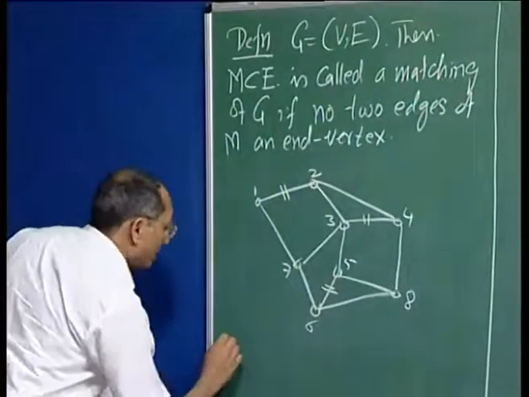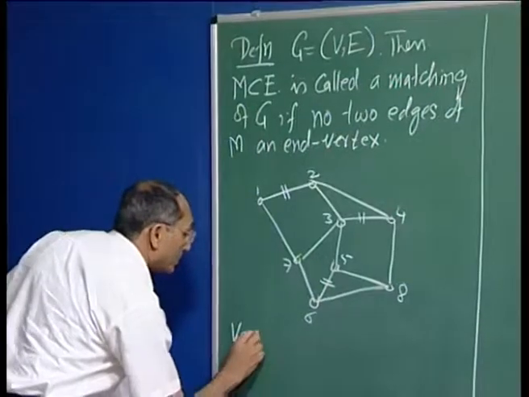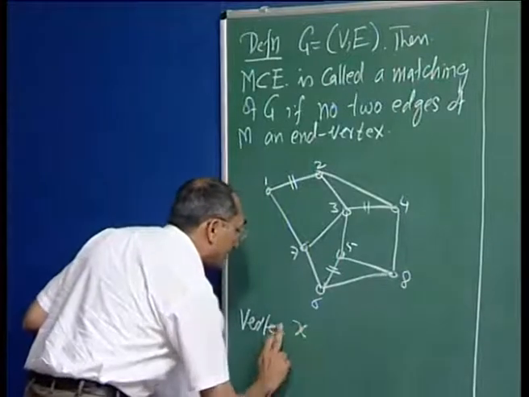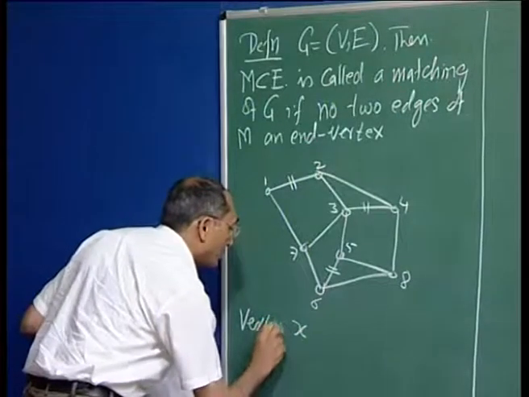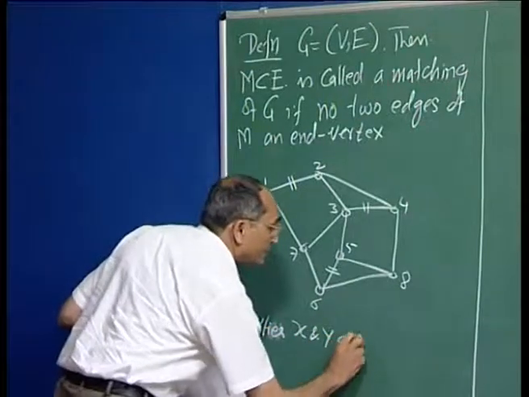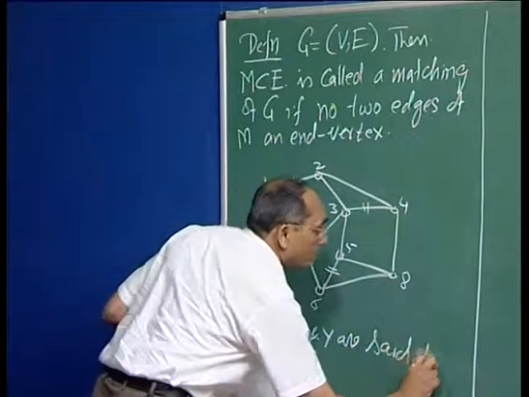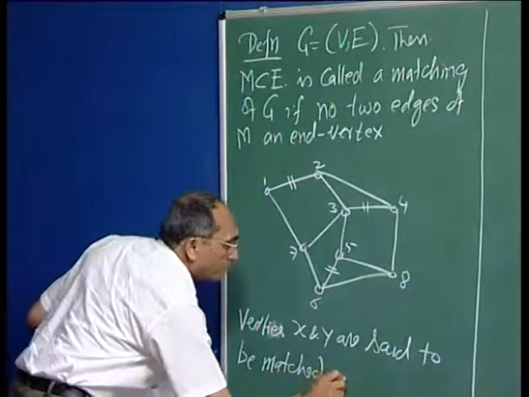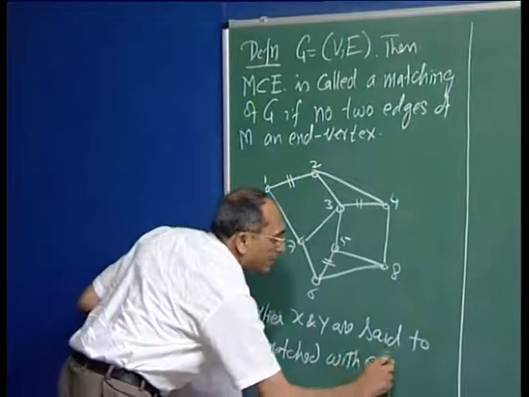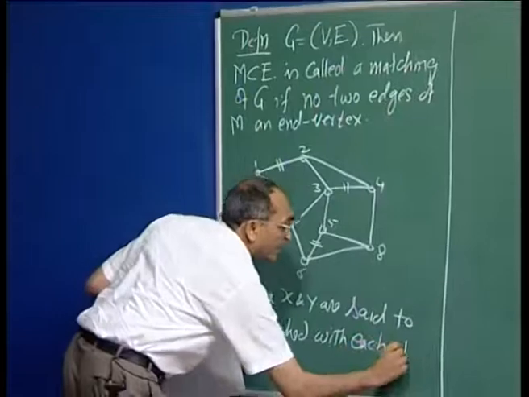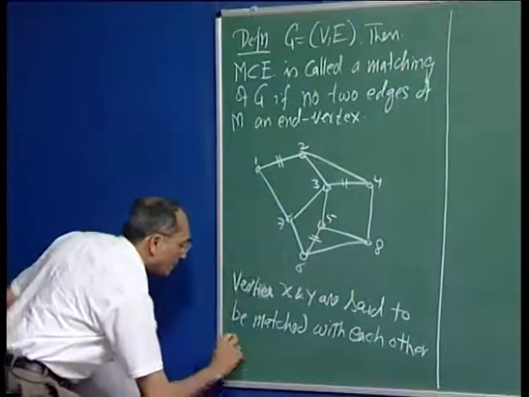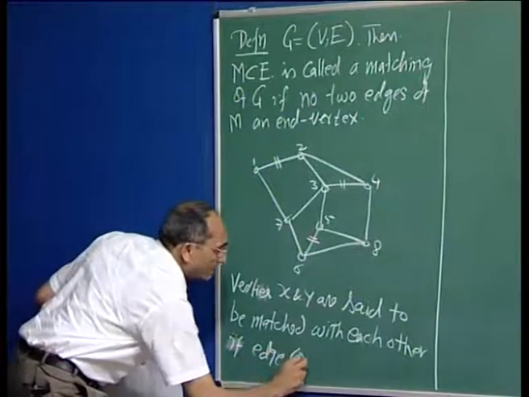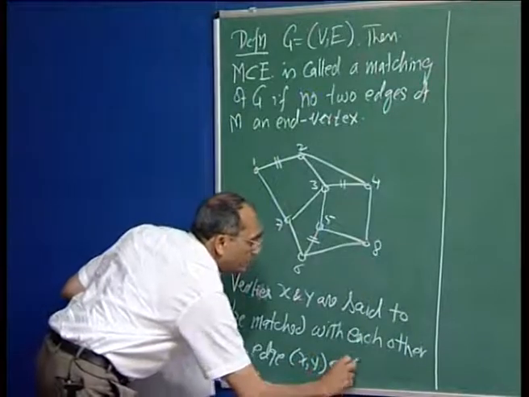Then we say that vertices X and Y are said to be matched with each other if edge XY belongs to the matching.